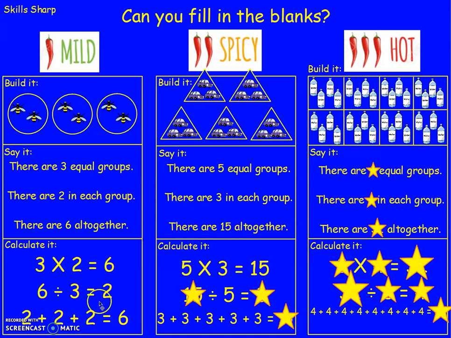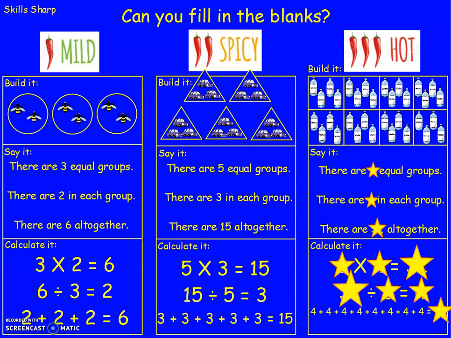The division, 15 divided by 5. So we've got 15 cars. They are divided into 5 groups, 1, 2, 3, 4, 5, and that gives us 3 cars in each group. The repeated addition, 3 plus 3 plus 3 plus 3 plus 3, gives us 15. Give yourself a tick if you got those right.